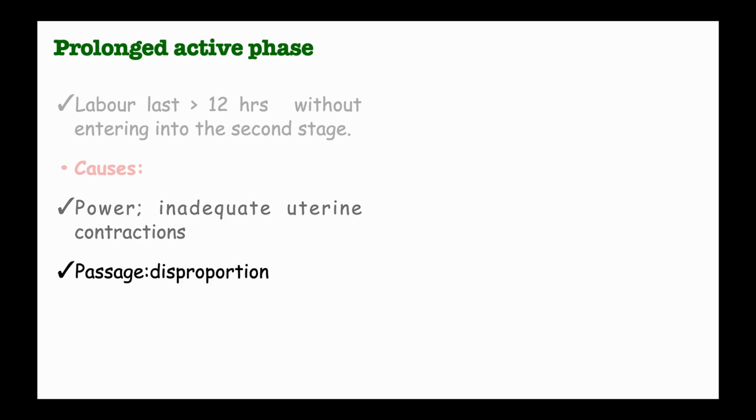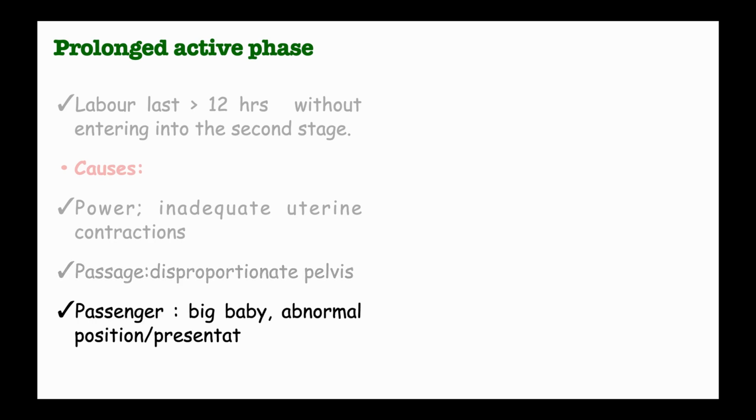Also, we are going to have the passage problem when there is a disproportionate pelvis in relation to the fetal head. Then also we are going to have the passenger problem when we have a big baby, or abnormal positioning and presentation of the baby. All of these can come together to prolong the active phase. I'm going to spend some time to explain this in detail as we move forward.